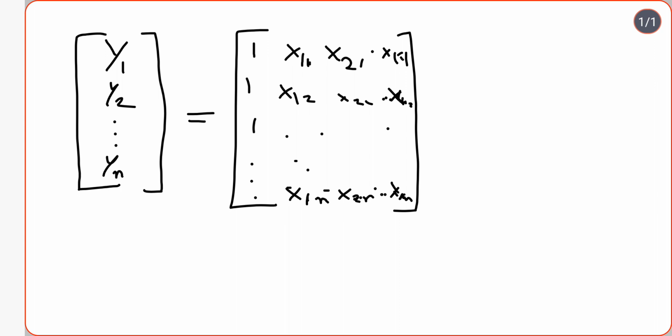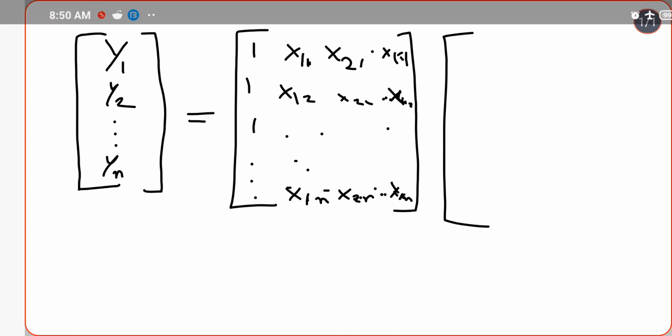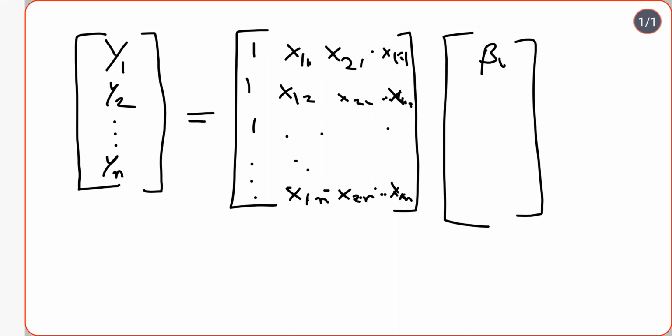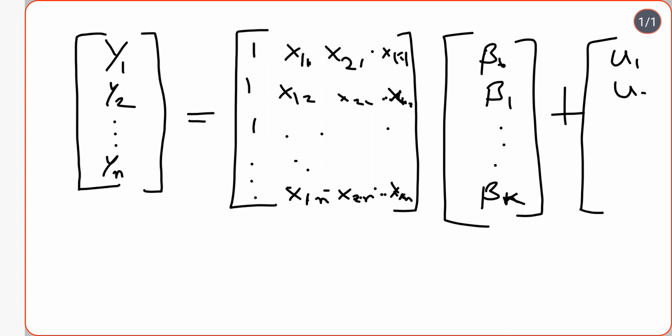Okay, so this is the matrix of the independent variables, and it was supposed to be multiplied with the vector of the parameters, that is beta 0, beta 1, and it continues up to beta k, and it was supposed to be added with another vector containing all the values of the error term, u1 u2 to un. In the previous video I have shown all of this, how to calculate it, how it gives us the equations, how to estimate this, and the assumptions as well.